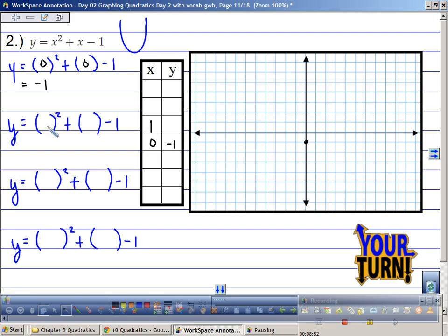1? Let's put in 1. If I put in 1, what do I get? 1 squared plus 1 minus 1. 1 squared is 1. Plus 1 is 2. 2 minus 1 is 1. So here's over 1, up 1. Okay, so it's supposed to be smiling. So where do you think this is going?